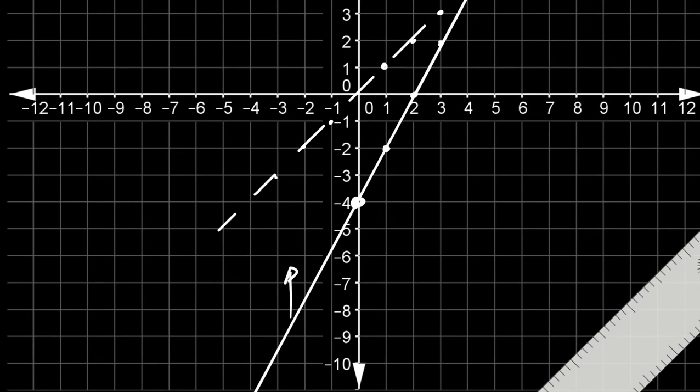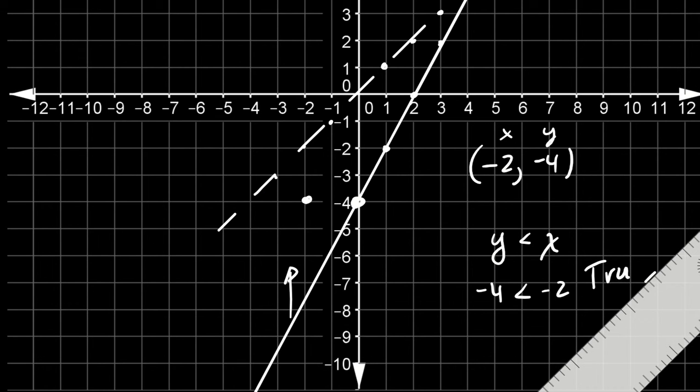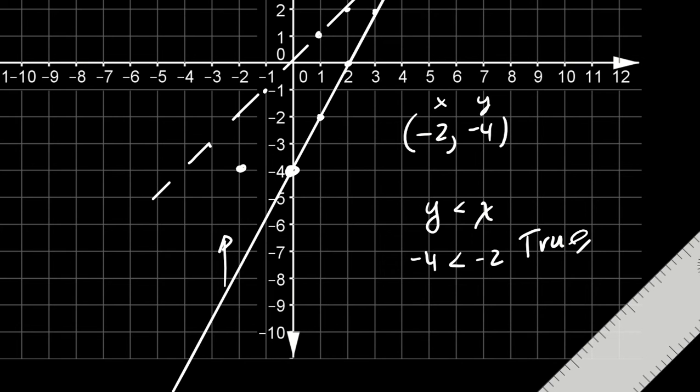So if I was to pick and just test a point like, I don't know, this one right here, (-2, -4). That point I've selected -2 for x, -4 for y. And if I'm checking out y's are less than x, I think that should work. If I plug in the -4 and the -2, is it true that -4 is less than -2? Of course it's true. -4 is smaller than -2. So here we're shading everything below this boundary.